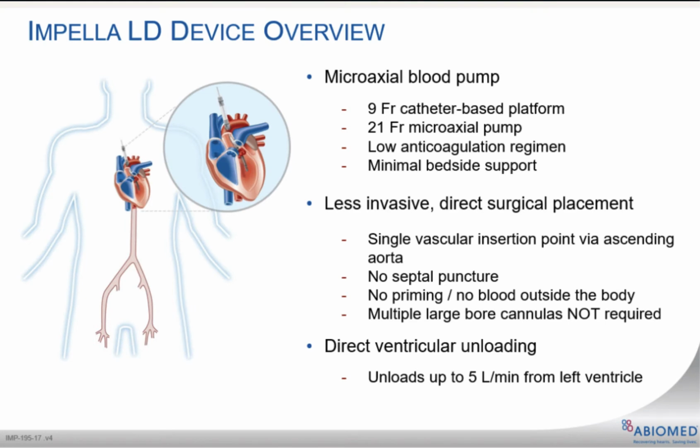Like the Impella 5.0, the Impella LD heart pump is a 21 French microaxial pump on a 9 French catheter-based platform requiring a low anticoagulation regimen. Surgical placement of the Impella LD device is less invasive than other technologies, with direct surgical placement through a single access point in the ascending aorta. There is no need for a septal puncture, priming, or multiple large-bore cannulas. Like the Impella 5.0 device, it provides ventricular unloading. The Impella LD heart pump directly unloads up to 5 liters per minute from the left ventricle.